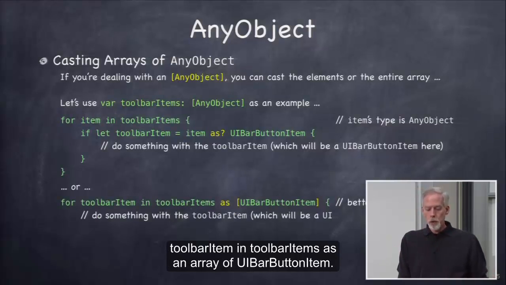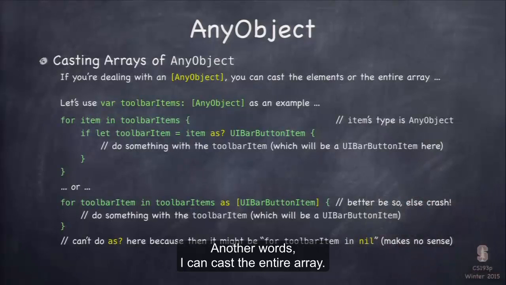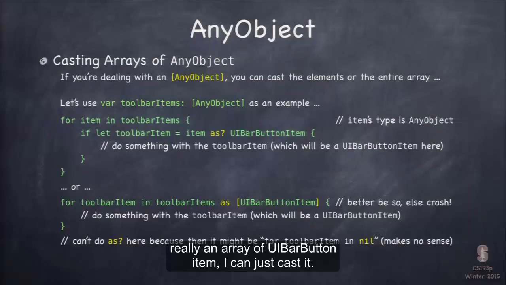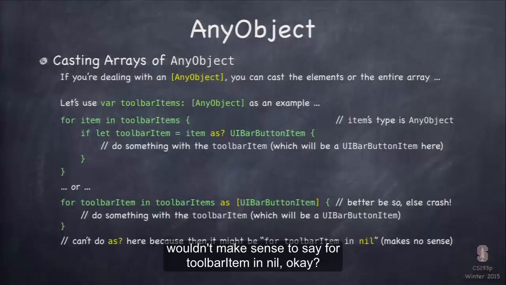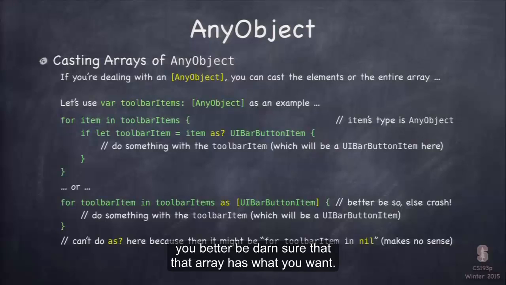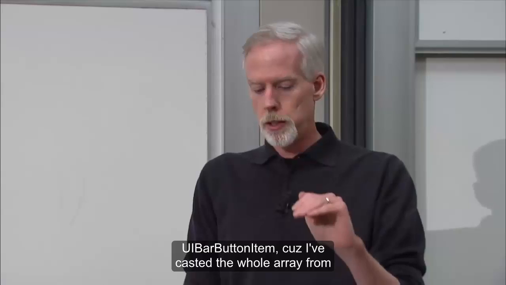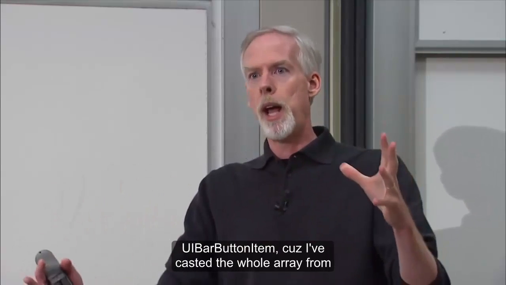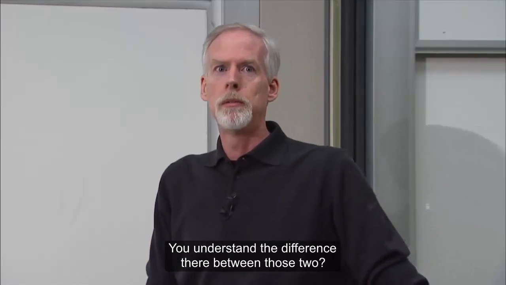Which is I can say for toolbar item in toolbar items as an array of UI bar button item. In other words, I can cast the entire array. If I know that that array of any object is really an array of UI bar button item, I can just cast it. Now this one, you can't do question mark, because it wouldn't make sense to say for toolbar item in nil, okay? So that makes no sense. So you can't. Here you better be darn sure that that array has what you want. But then inside, now toolbar item is a UI bar button item, because I casted the whole array from array of any object to array of UI bar button item. You understand the difference there between those two?